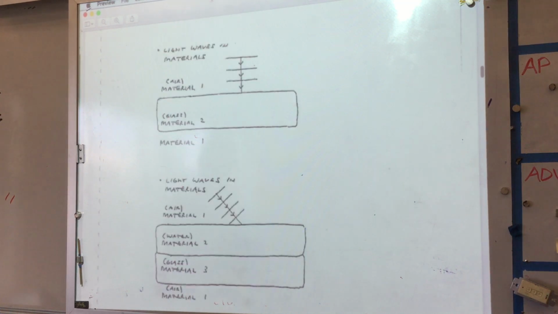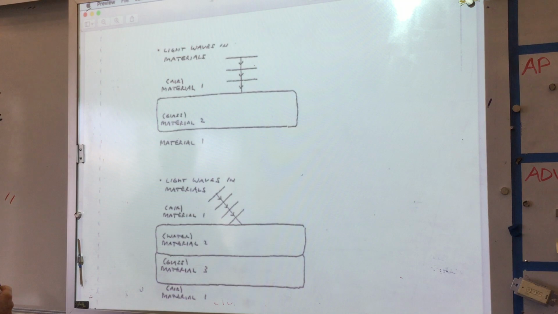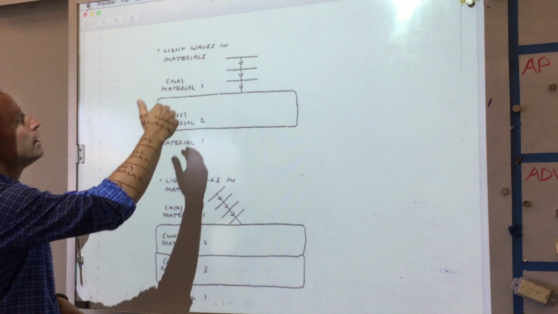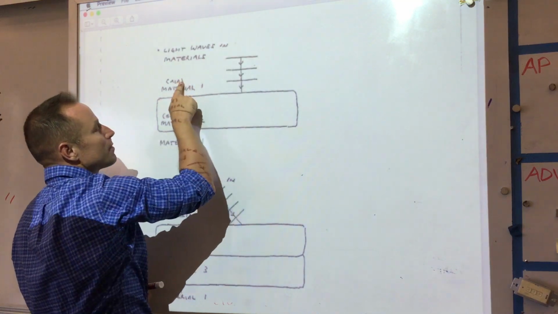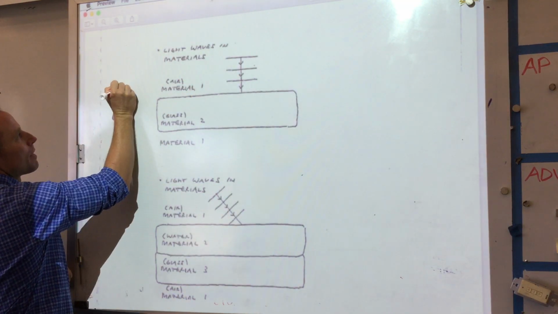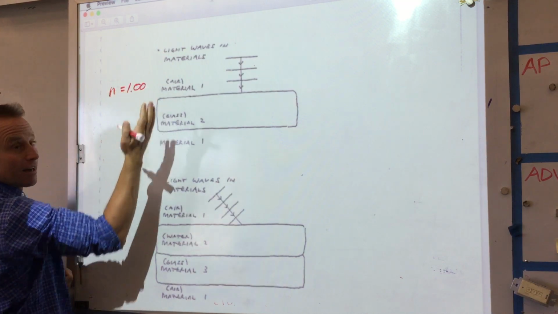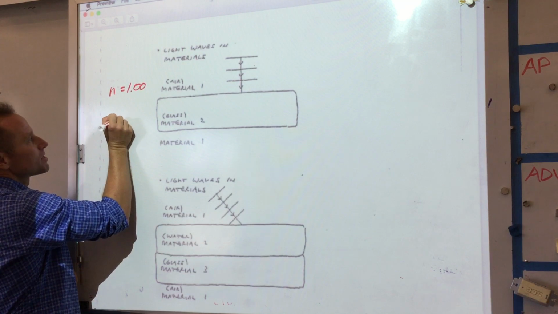So if you take a closer look at what's going on when you have light going into a material, imagine this being a beam of light coming down from the air, where the index in air, if you remember, is 1.00, close enough to 1.00 anyway. And it's going to go through glass, which has a higher index.